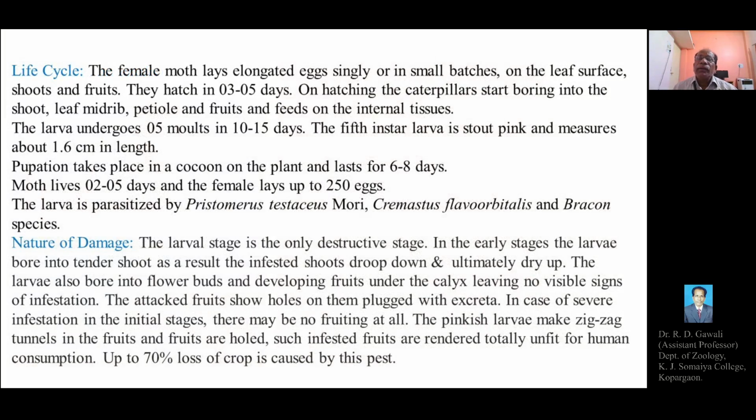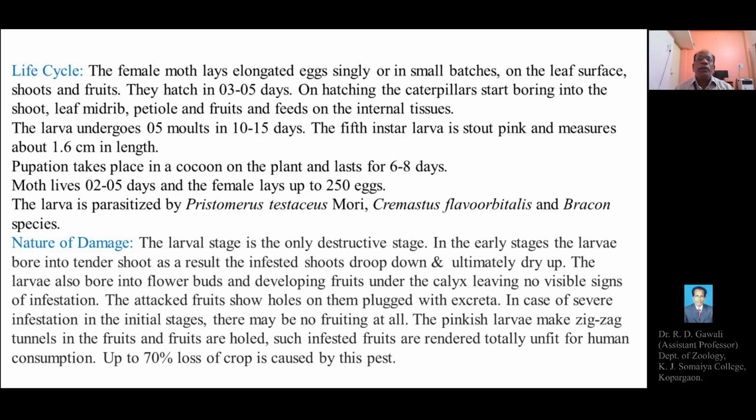So we'll again explain the life cycle of the Leucinodes orbonalis or the brinjal fruit borer in detail. So the life cycle of the brinjal fruit borer also starts with the laying of the eggs by the female moth of the brinjal fruit borer. So the female moth, on or after fertilization or mating, lays elongated eggs singly or in small batches on the surface of leaves of the brinjal plant or shoots and the fruits of the brinjal plant.